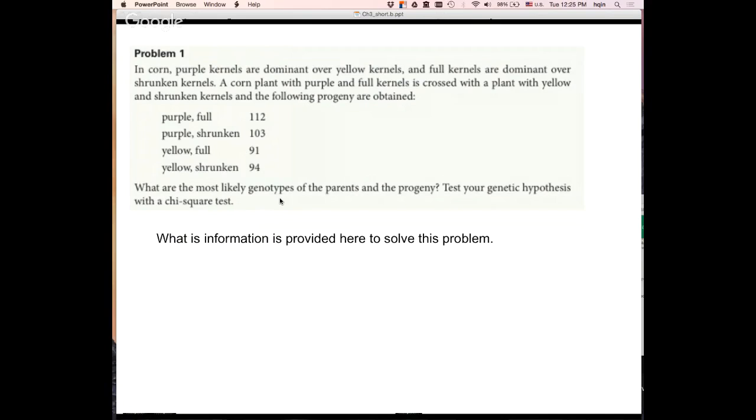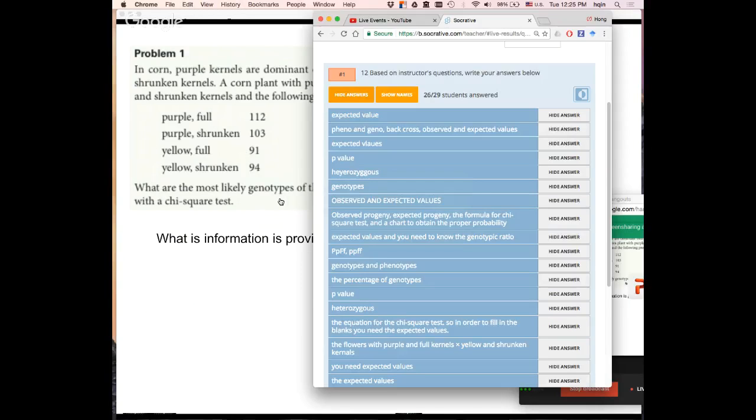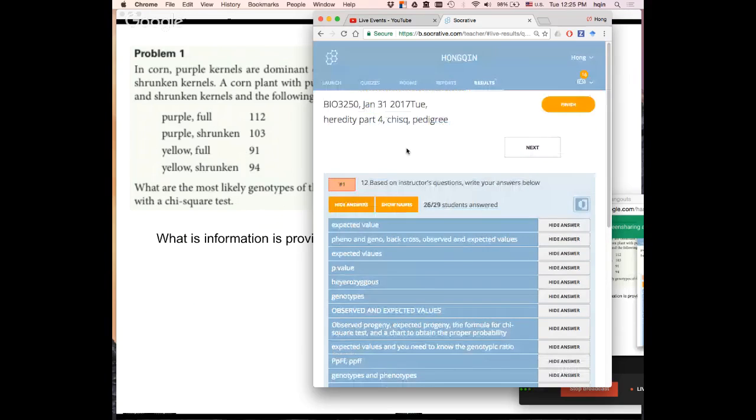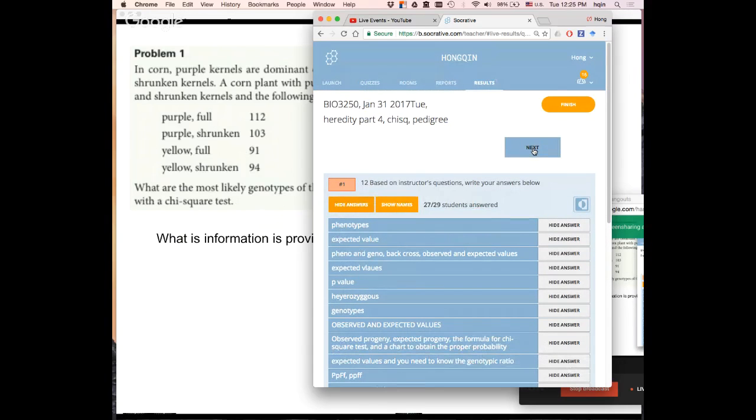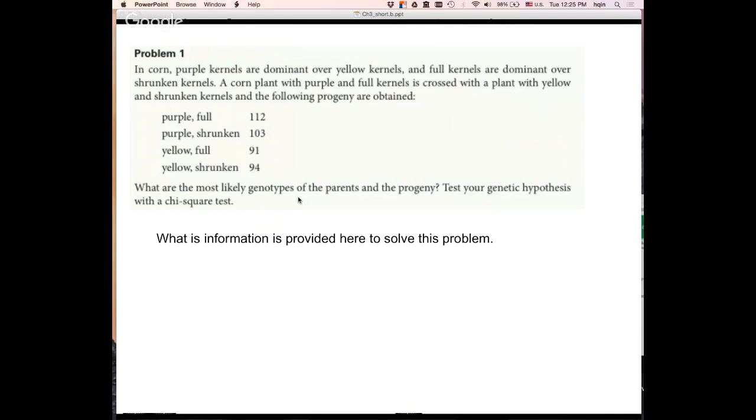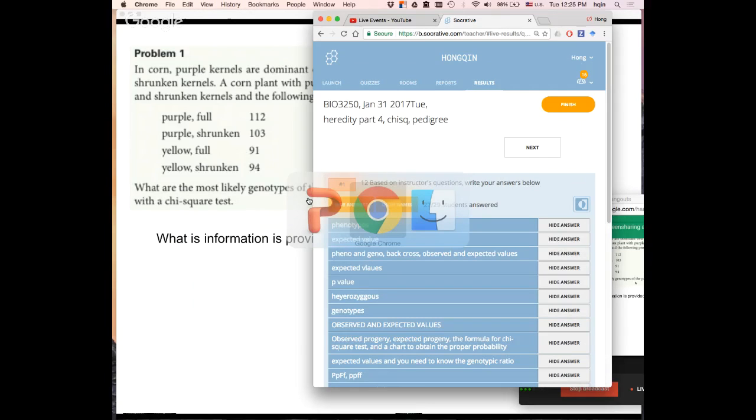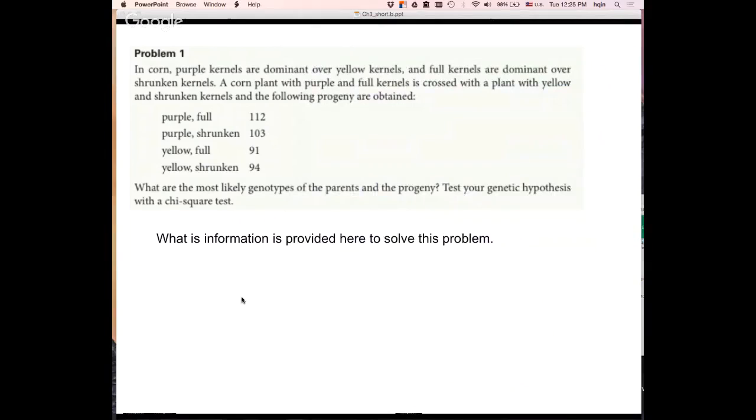Let's look at the second one. What's the information provided here to solve the problem? I kind of already gave you this, let's skip that. I already wrote it on the board. But actually, there is more information than that. So, what are the information? Before I start to write more, there is actually more information than just purple and yellow, full and shrunk.